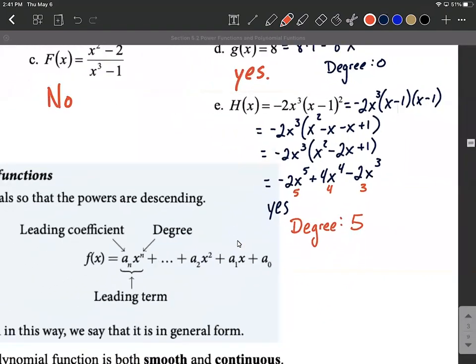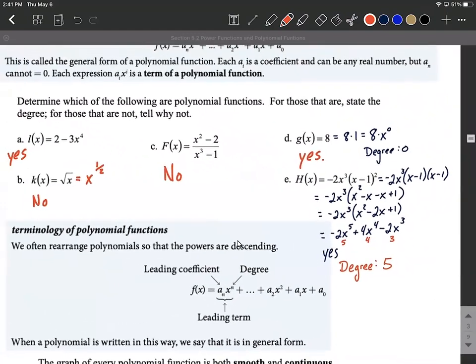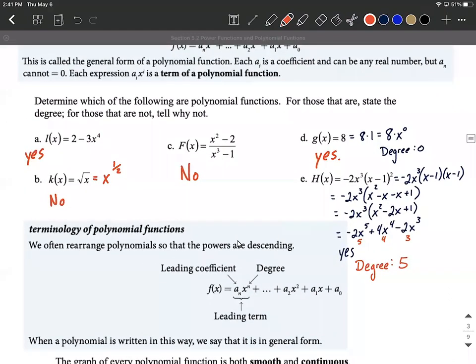All right, as we're thinking about polynomial functions, we tend to write them in what we refer to as descending order. Descending order simply means the highest power, the highest degree term is first, the next highest is next, and so on until you get all the way down. If you had a constant, it would be degree 0.